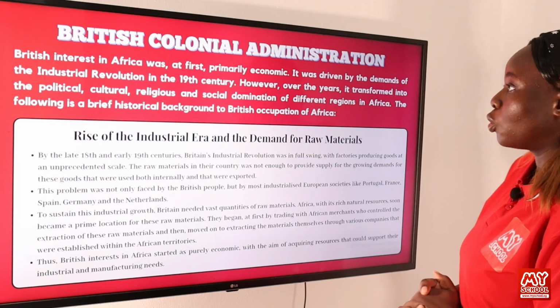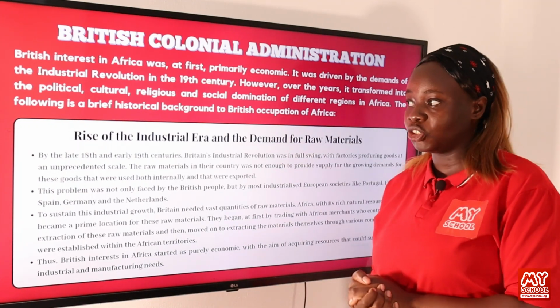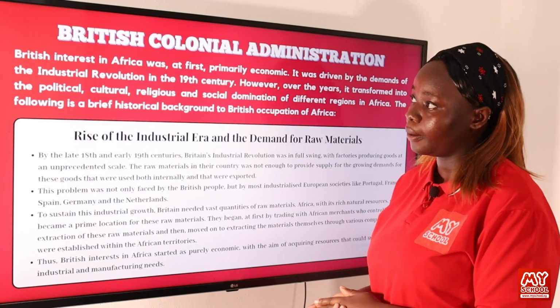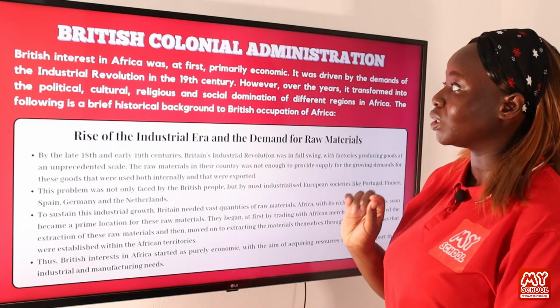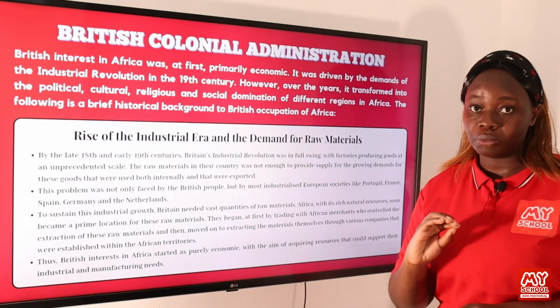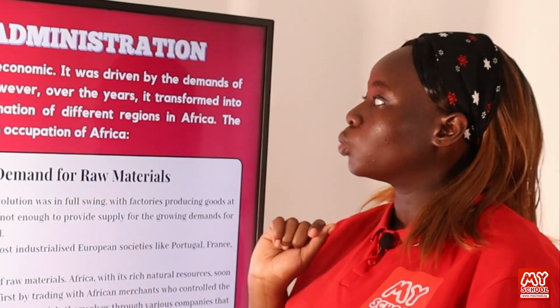All right, so we're going to discuss British colonial administration, especially in British West Africa. British interest in Africa was at first primarily economic. The reason why they came to Africa was mostly to source for raw materials. They did not have an intention of governing the people of Africa politically. It was driven by the demands of the Industrial Revolution in the 19th century. The industrial era started in Europe in the 19th century.